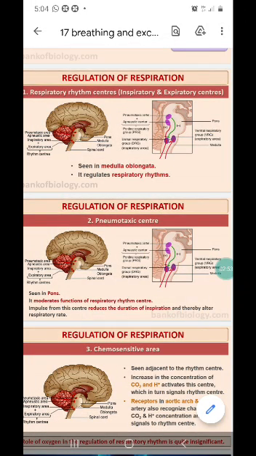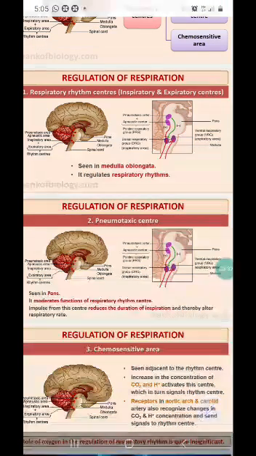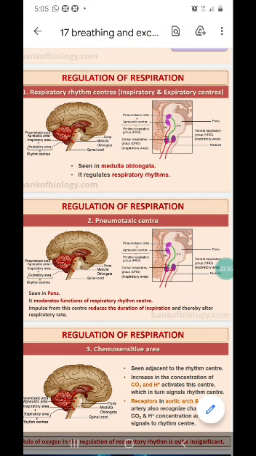The third one is the chemosensitive area. Chemosensitive means sensitive to chemicals, which are actually carbon dioxide and hydrogen ion concentration. It is found adjacent to the rhythmic center, and an increase in the concentration of CO2 and hydrogen ion activates this center. So this is going to detect the increase in the carbon dioxide level as well as hydrogen ion concentration, and it will activate the center, which in turn signals the rhythmic center, which is controlling the inspiration and expiration rate. Thereby, after detecting CO2 and hydrogen ion, it will signal the respiratory centers to increase or decrease the breathing rate.